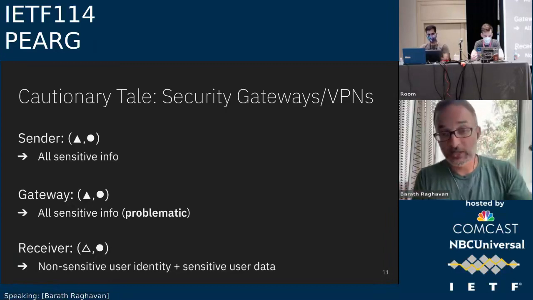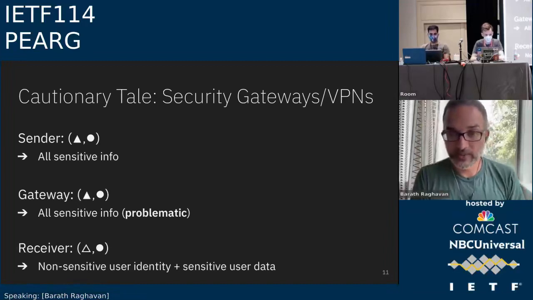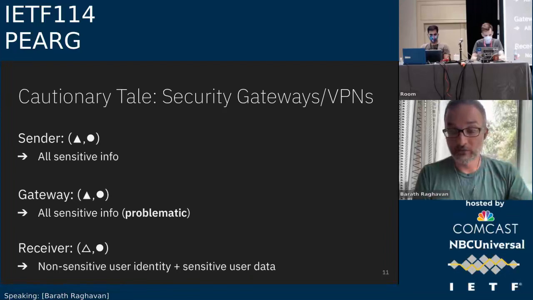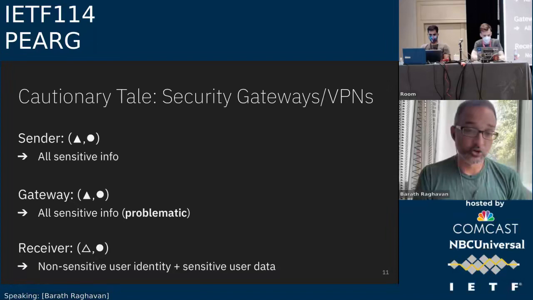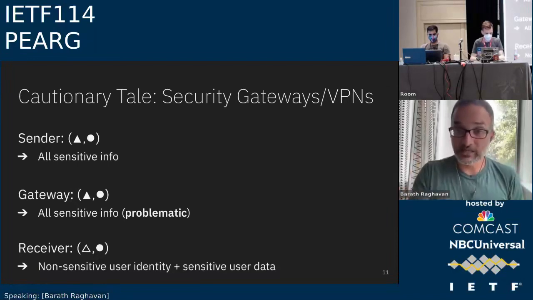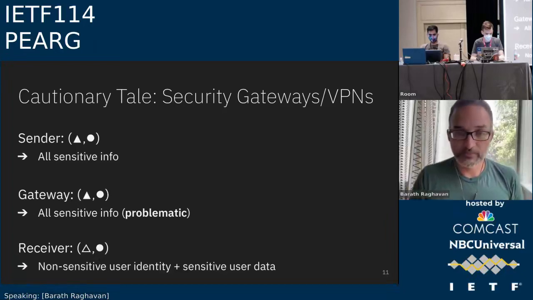And so in that context, the sender, of course, has all sensitive info, but the gateway also has all sensitive info. That gateway is doing, often was, and still sometimes is doing all processing for that user. And so that means it's seeing decrypted traffic, it's seeing requests that are going out, it's seeing user identity. And so you have to put all your trust in that. And we've always known that. But this is just a way of analyzing it to immediately flag the problem. And then again, the receiver doesn't have all that information.